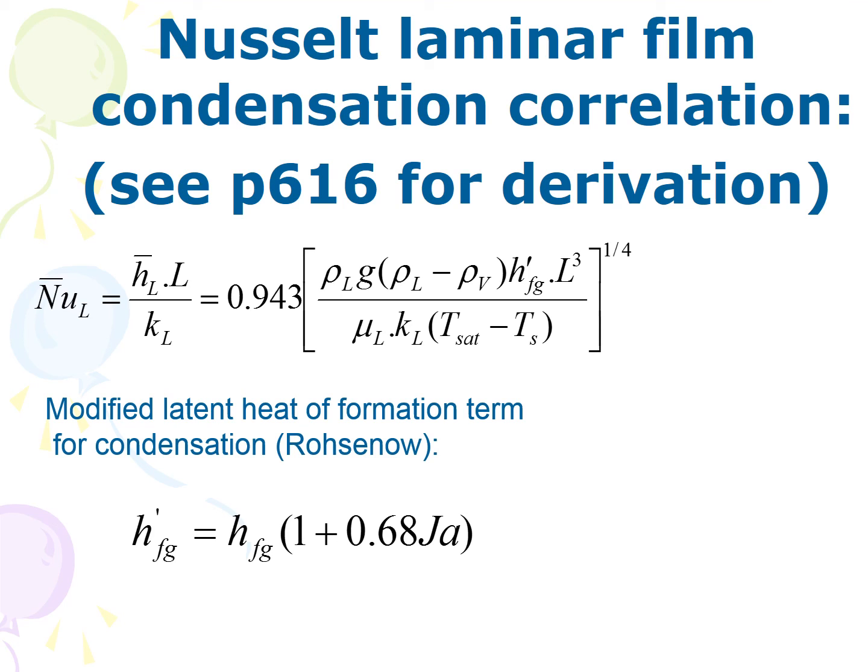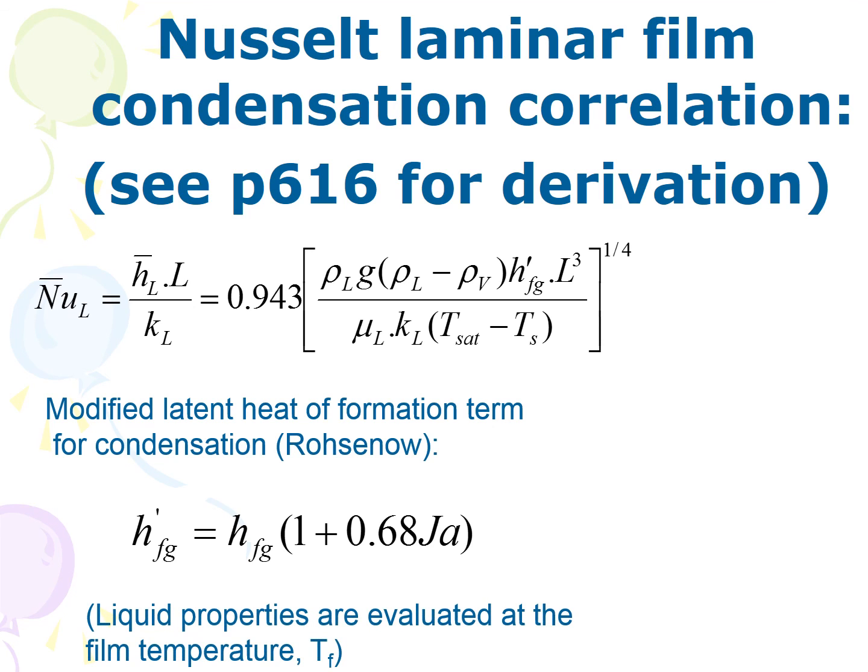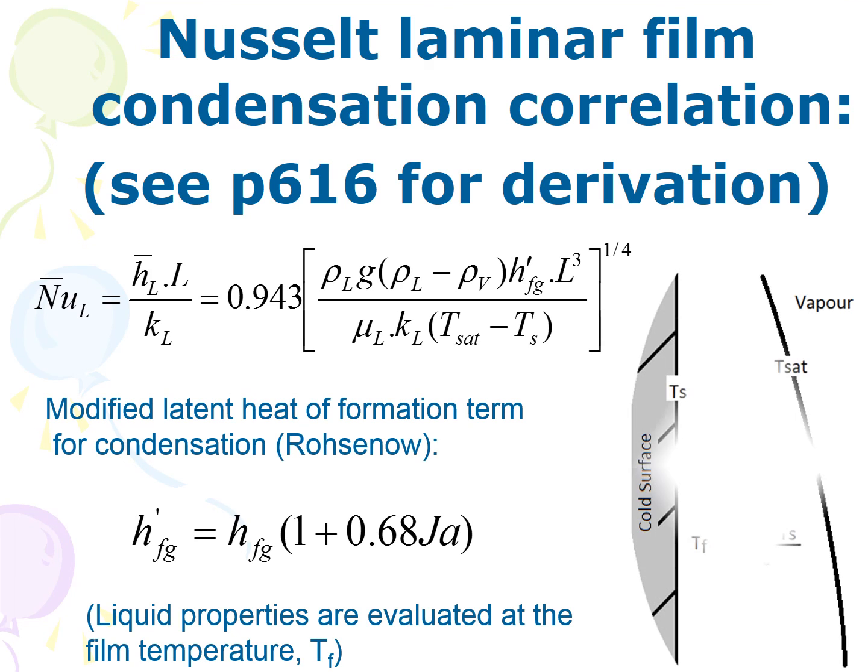A modified form of the latent heat of formation term was developed by Rosenau, to account for subcooling of the condensate to an average temperature of Tf. As can be seen from the diagram, the liquid is at a temperature between Ts and Tsat. Hence the film temperature is used to determine the liquid properties. The vapor is at a temperature of Tsat, and the condensation also happens at the liquid-vapor interface at Tsat. Hence you should obtain rho V, and hfg, at Tsat.